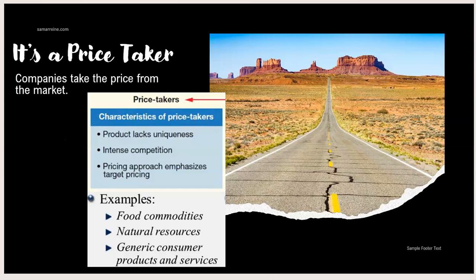Now, perfect competition is a price taker. Perfectly competitive firms are the only price takers. What does it mean that they are price takers? Companies take the price from the market. It's not the firm that sets the price.